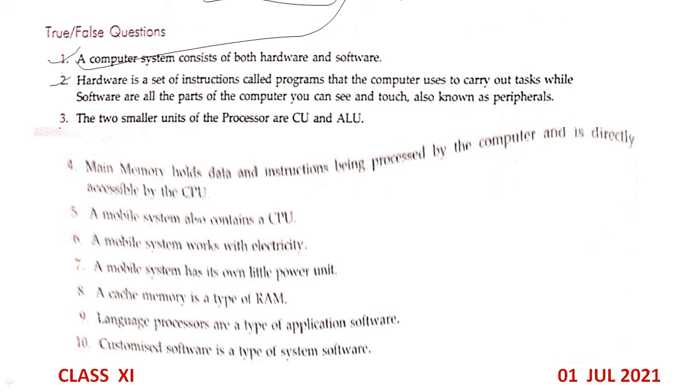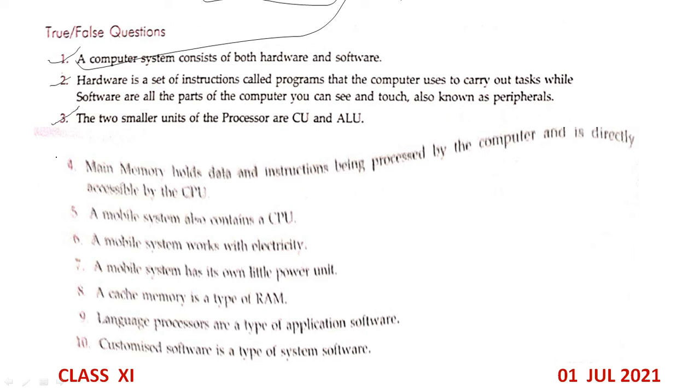Two smaller units of a processor are called CU and ALU. It is false. The smaller units CU and ALU are parts of the central processing unit, not the processor.